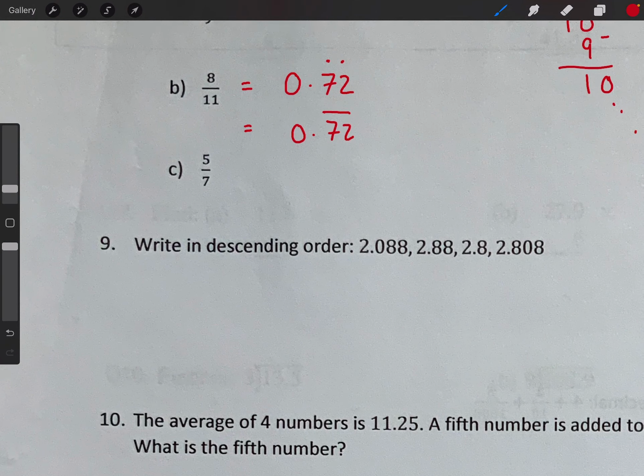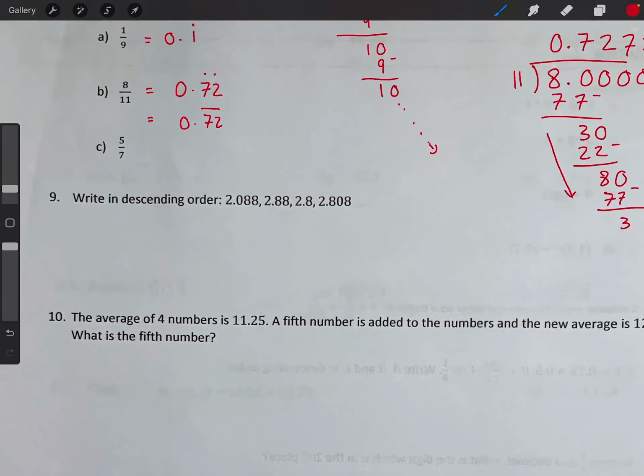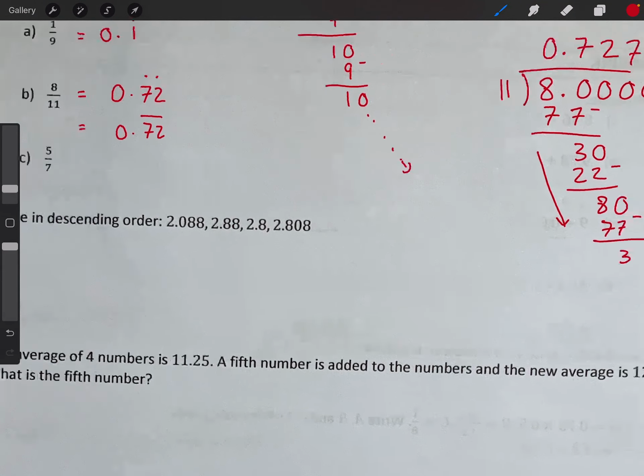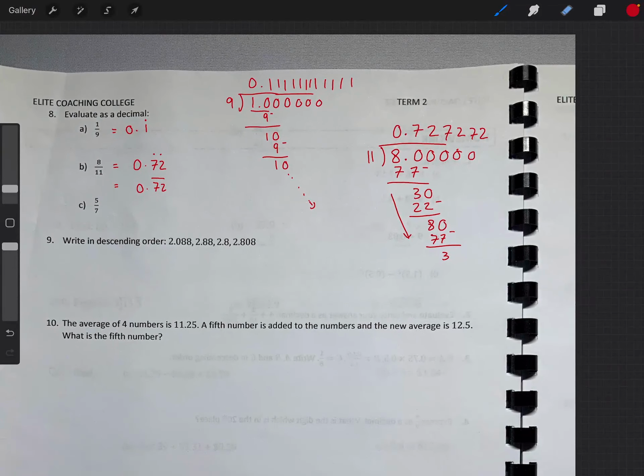Okay. Now you do the next one by yourself. You can do that one. Actually, I will help you with that one. Fine. I have no more space. I'm going to rub this out.